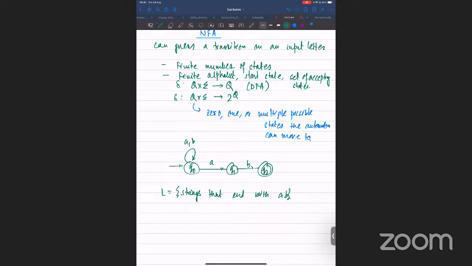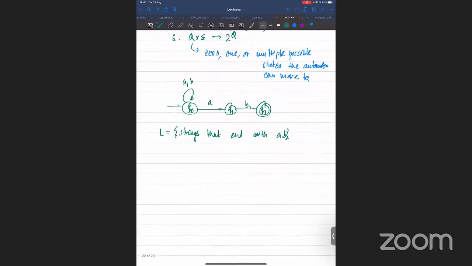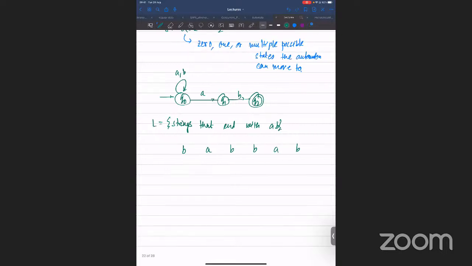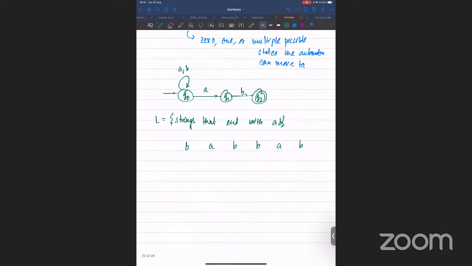Now, the question is, suppose you have an input of the following form, let's say B, A, B, B, A, B, right? In case of a non-deterministic automaton, there can be several possible runs. So you can see what the runs are here. On Q0, on B, you are going to Q0. On reading this A, there may be two possibilities. Either you stay at Q0 or you go to Q1.